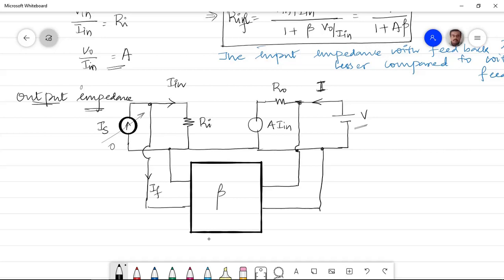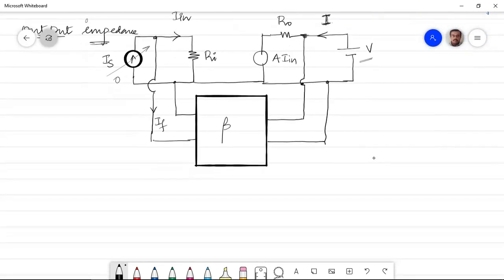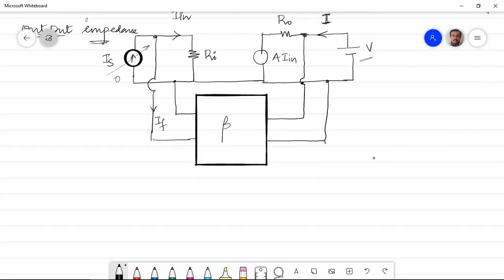So what do we do next? We will try to derive the expression for what is called ZIF. How do I define ZIF? Sorry, it is ZOF now. We are finding the output impedance with feedback. So ZOF is equal to V divided by I. Fine. So my idea is to find an equation for this V by I. So we'll go ahead with it now.